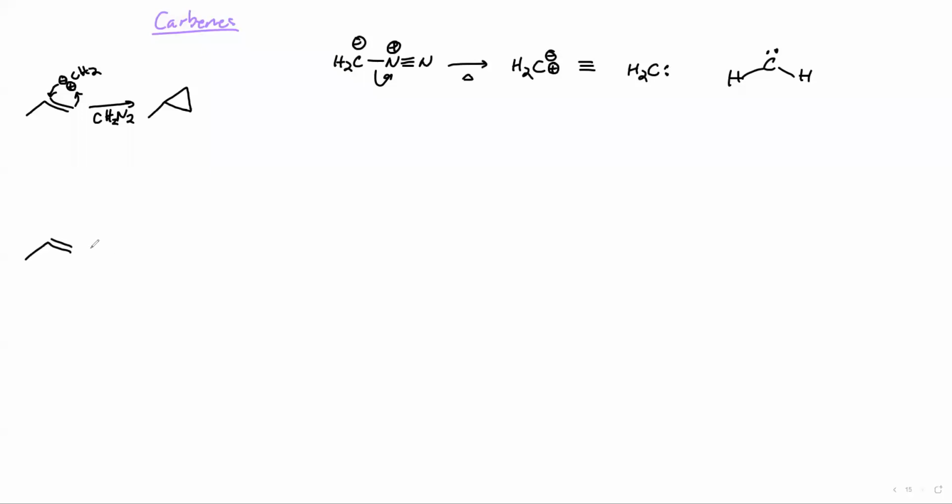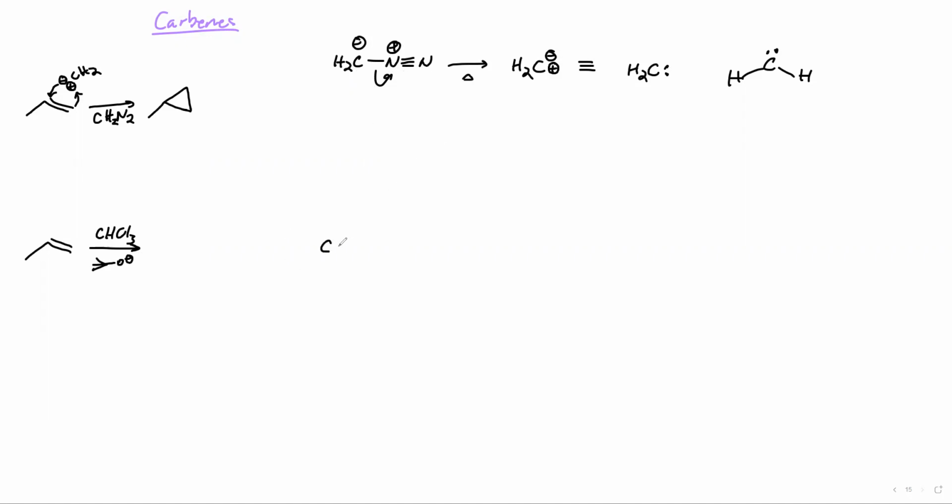Some other ways of making it are not very obvious. One way is with chloroform and tert-butoxide. Again, we are trying to replicate the scenario where we have a carbanion that has a leaving group on it.